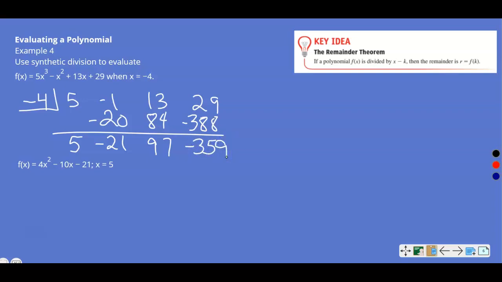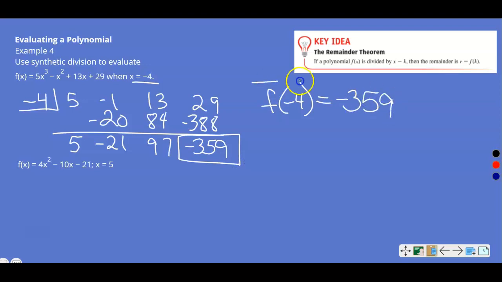All right, so using the remainder theorem, if a polynomial f of x is divided by x minus k, then the remainder r equals f of k. So how we can write this is f of -4, because we substituted in -4. So f of -4 results in the remainder. Remember, the remainder is the last number that you have here. So negative 359.